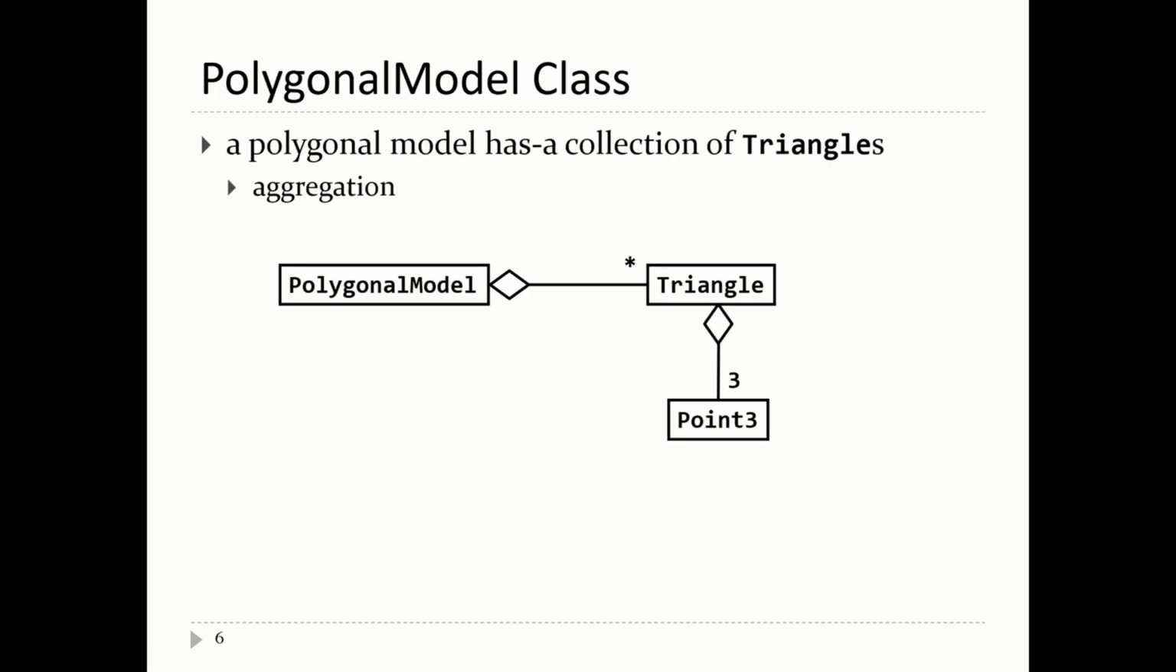Okay, what about a polygonal model? A polygonal model is just a collection of triangles, so 0 or more triangles. Each triangle is just a collection of 3 points. And so here I'm using aggregation on both of these two objects. A polygonal model is an aggregation of triangles. A triangle is an aggregation of points. I'm using point 3 here. That's just the analog to point 2, so a 3-dimensional point.